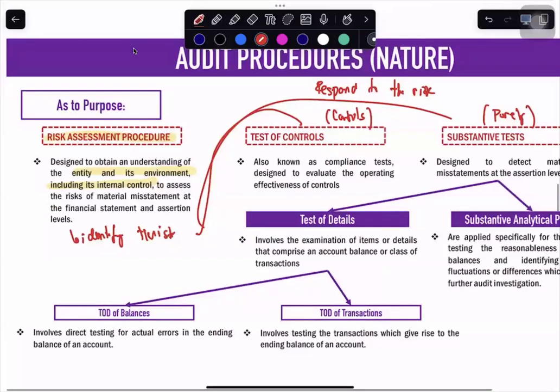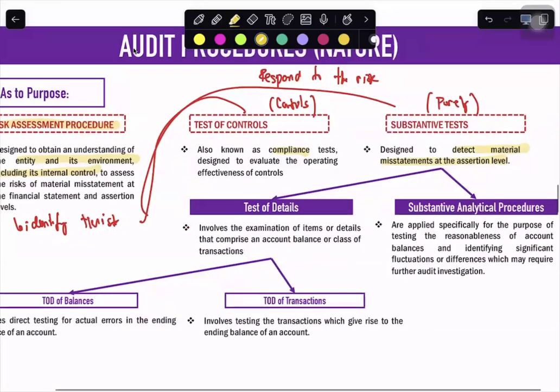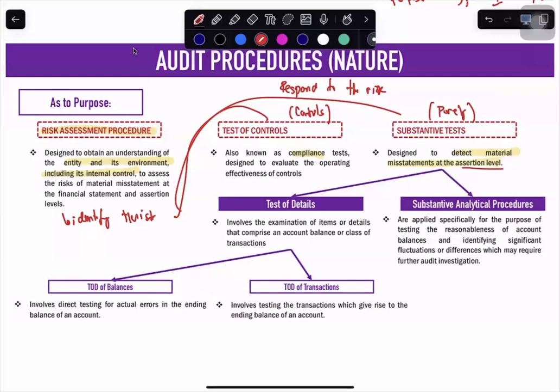So under risk assessment procedure, we just understand the entity and its environment. For test of control, you now test the compliance over the controls. And then we have your substantive test. This is to detect material misstatement at the assertion level. And when we say assertion level, this is either financial statement level or transactions and balances level. And then you already know we can test the transactions, we can test the balances, as long as the financial statement as a whole is not materially misstated.